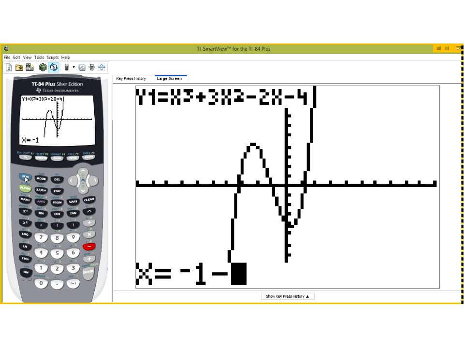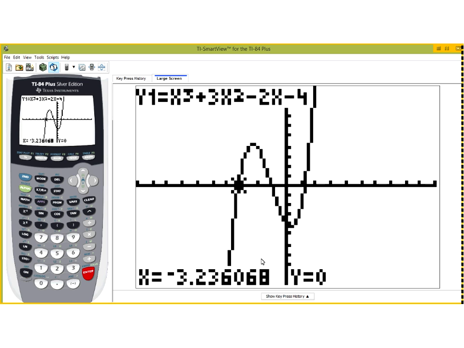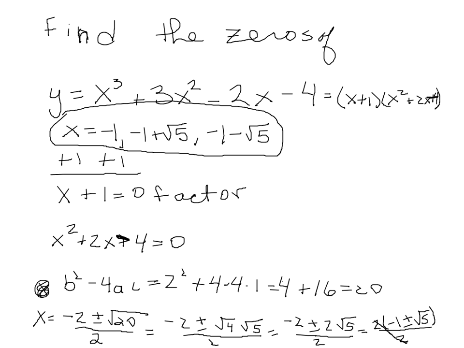Now let's look at minus 1 minus the square root of 5. And that is 0 as well. So we found the 3 zeros for a third degree polynomial.